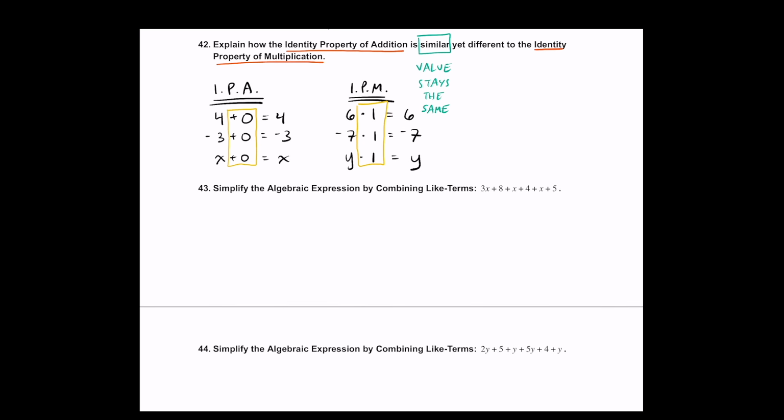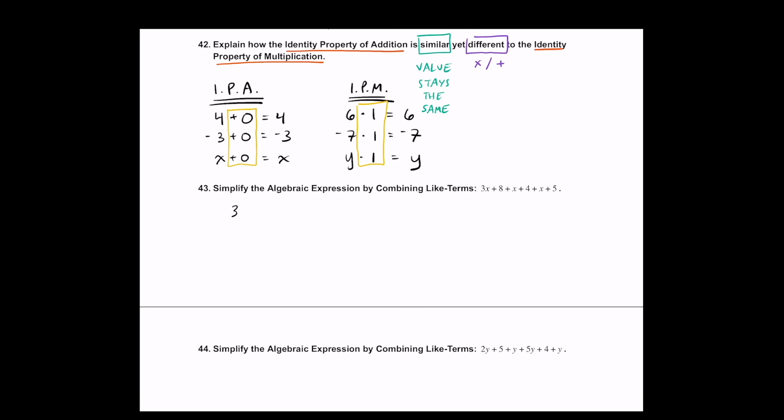Okay, so that's really the important idea of these two identity properties. But when it's talking about what's different about them, what's different is that one is being multiplied and one is being added. So they're slightly different from each other, but this whole idea of 1s and 0s is super important in math, because 0 is the only number you can add and it stays the same, and 1 is the only number you can multiply where it stays the same.